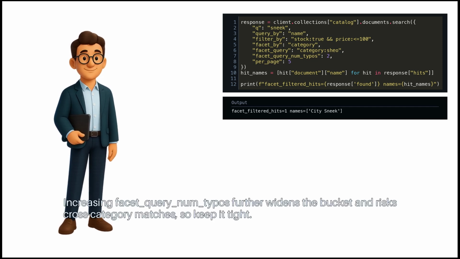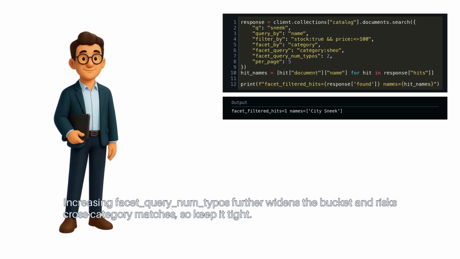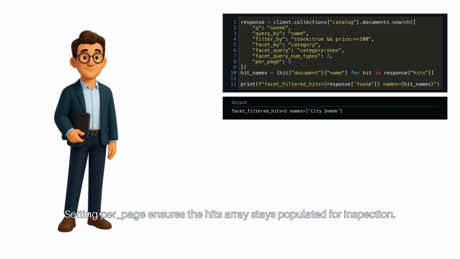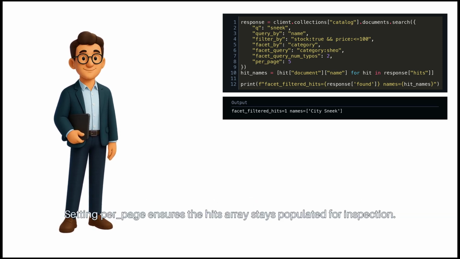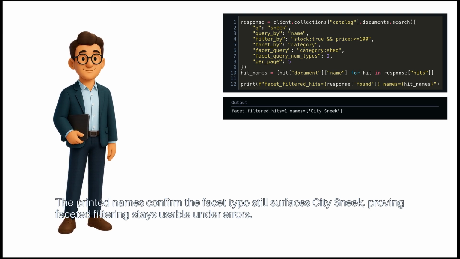Increasing facet_query_num_typos further widens the bucket and risks cross-category matches, so keep it tight. Setting per_page ensures the hits array stays populated for inspection. The printed names confirm the facet typo still surfaces City Sneak, proving faceted filtering stays usable under errors.